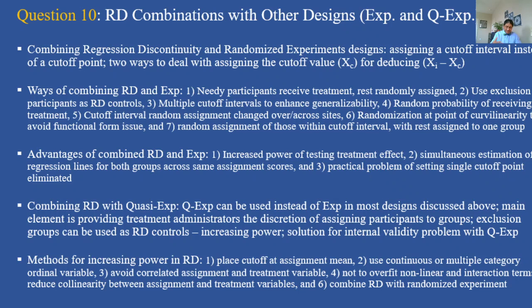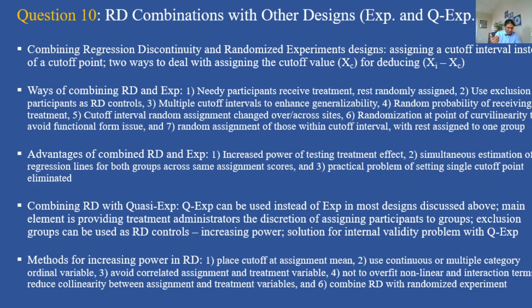Second, using continuous assignment variable or a variable with more ordinal categories. Third is avoid correlated treatment and assignment variables. So need to do that correlation assessment before putting them in the model. Fourth is don't overfit non-linear and interaction terms to a model which will take away the degrees of freedom. So it is important to have as many interaction and polynomial terms to account for non-linearity and interaction, but then they shouldn't be overfitted because it will take away the degrees of freedom and affect the statistical conclusion validity.